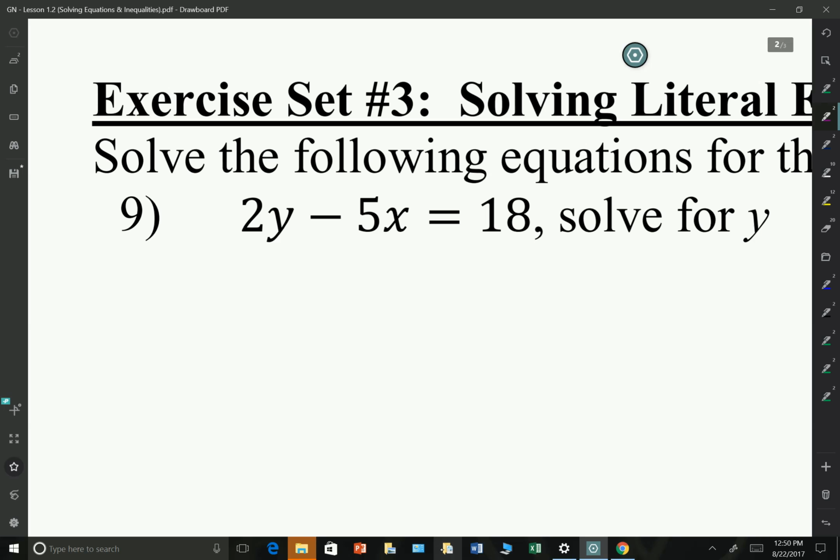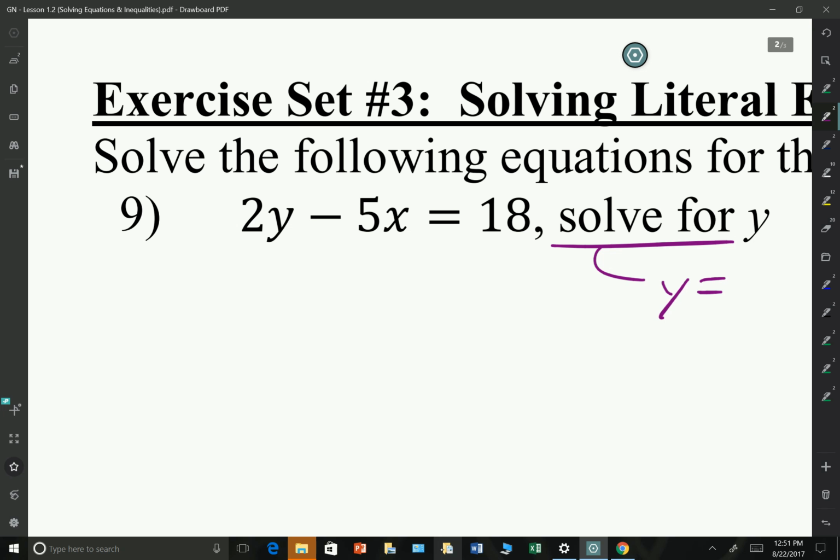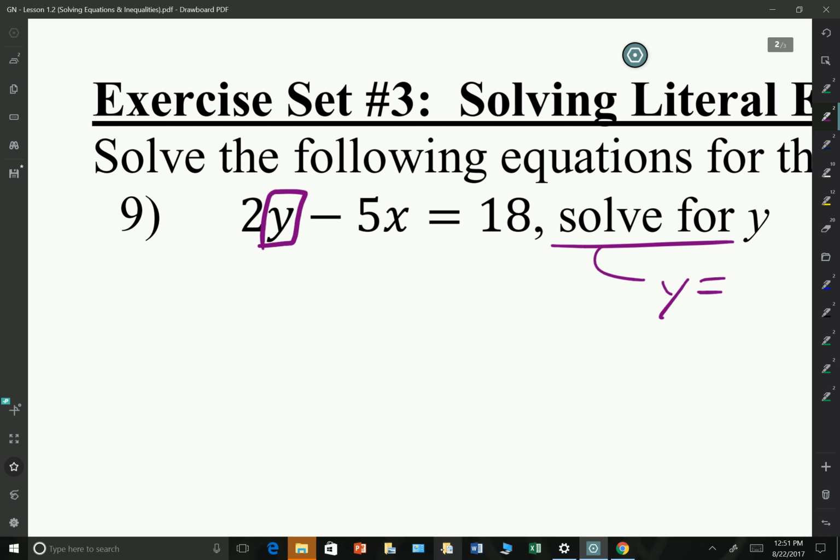Same exact steps. If I want to solve for y, that means my last step has to be y equals. I need y by itself. So if I look, I can't do that yet, because that y has a 2 attached directly to it, and it has a minus 5x on the same side. So which do I get rid of first? The 2 or the negative 5x?